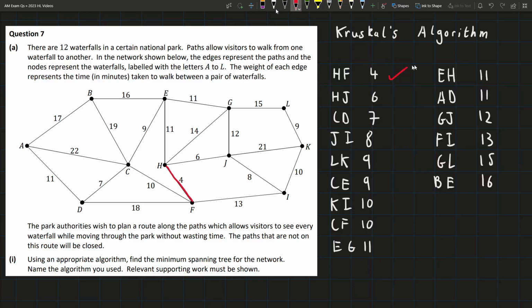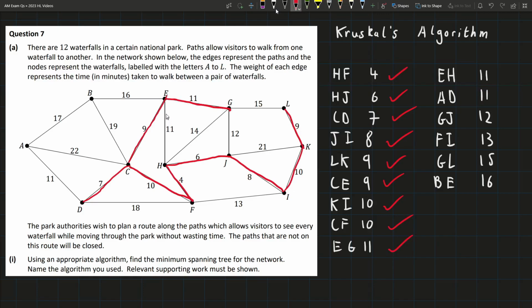So that's good, we'll put a tick beside that. HJ is also good, we'll put a tick beside that too. CD is 7, and that doesn't create a cycle, so we can put a tick beside that. JI also doesn't create a cycle, so tick. LK also doesn't create a cycle, tick. CE also doesn't create a cycle, tick. KI also doesn't create a cycle, tick. CF doesn't create a cycle, tick. EG doesn't create a cycle, tick.